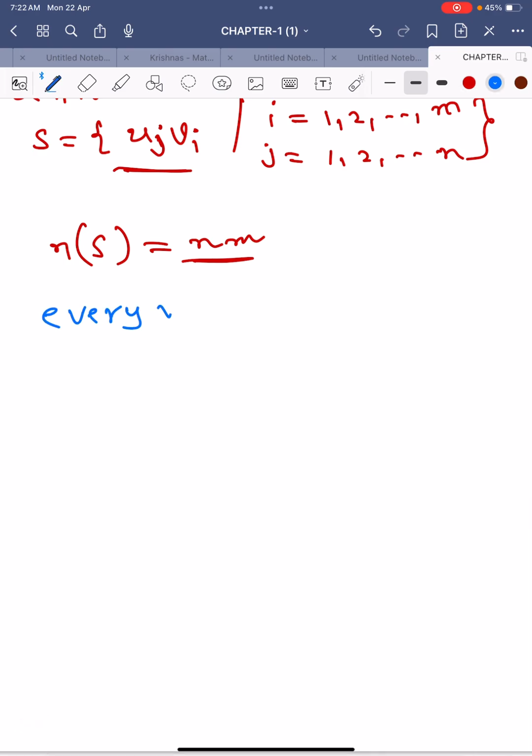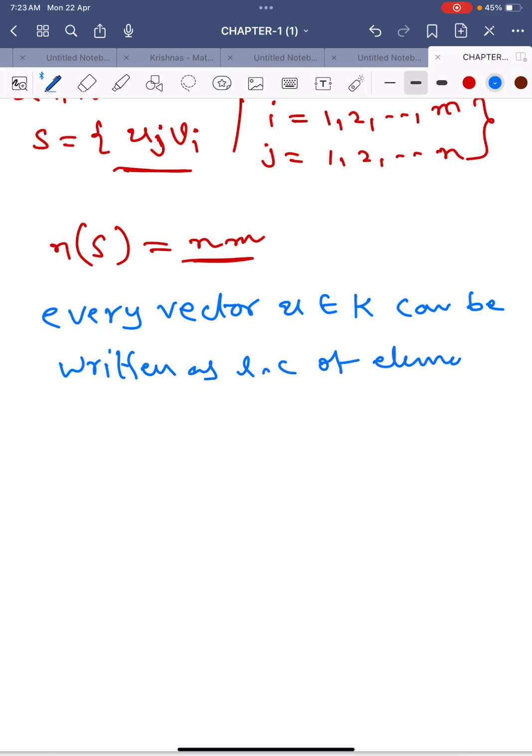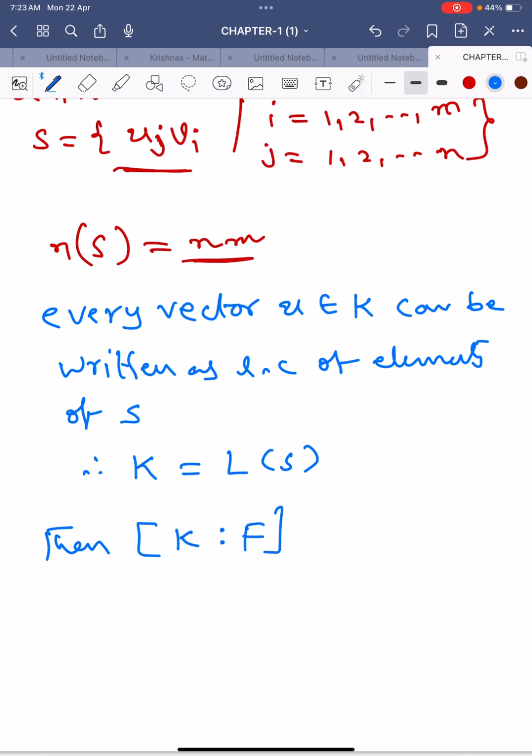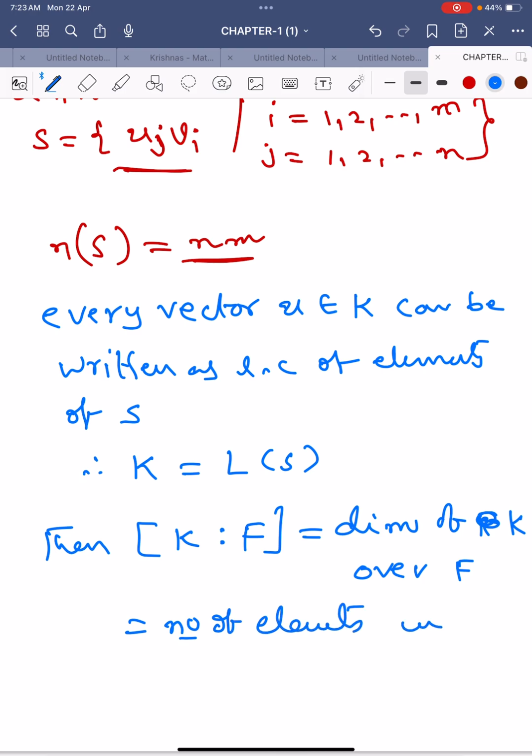So from this we conclude that every element u belonging to capital K can be written as a linear combination of elements of S. Therefore, K is equal to L of S, the linear span of S. Then the dimension of K over F is nothing but the number of elements in S. The number of elements in S is n into m, which is finite.